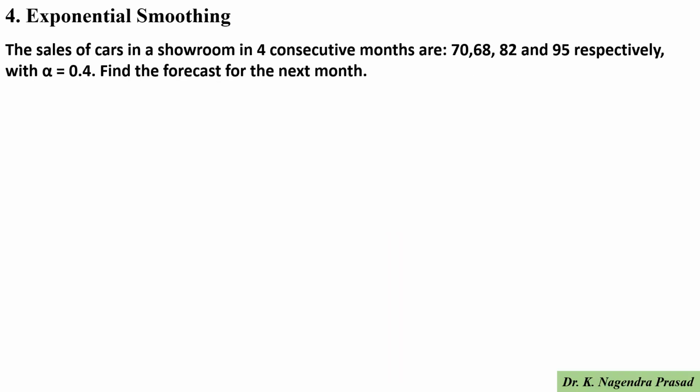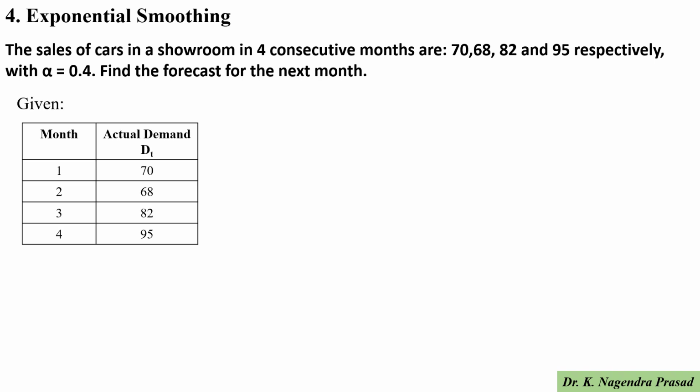Next we will discuss an example problem for the exponential smoothing method. Let's see the problem. The sales of cars in a showroom in 4 consecutive months are 70, 68, 82 and 95 respectively, with alpha equal to 0.4. Find the forecast for the next month. Here the actual demand for 4 months is given, and we have to determine the forecast of the 5th month.